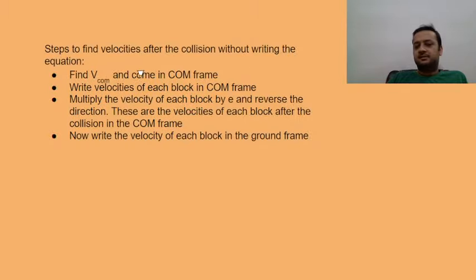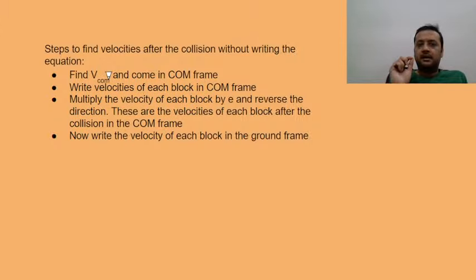Just read them. You have to find the velocity of COM, V_com, and then you have to come in the COM frame. That means find the velocity of center of mass and then come in the COM frame. I will show how to do that. Then write the velocities of each block in the COM frame. Remember, what is the first step? Write the velocity of COM and come in the COM frame. Then in the COM frame, write the velocities of each block. Okay, I will do that.